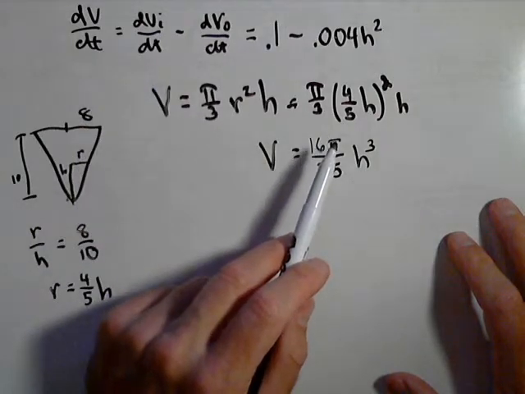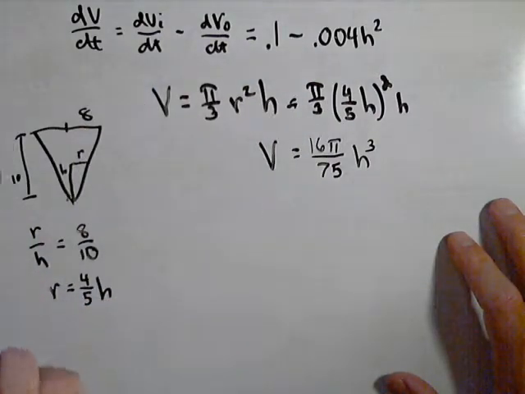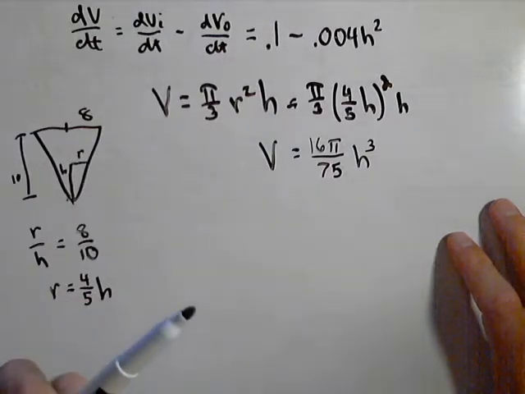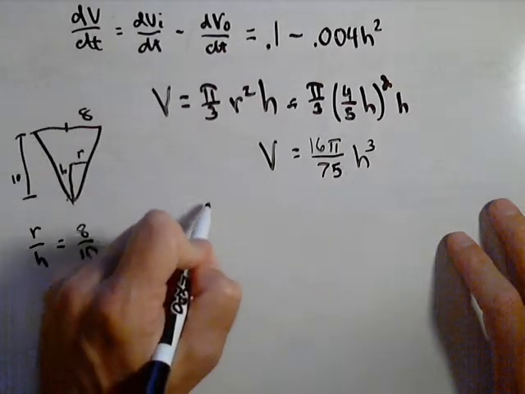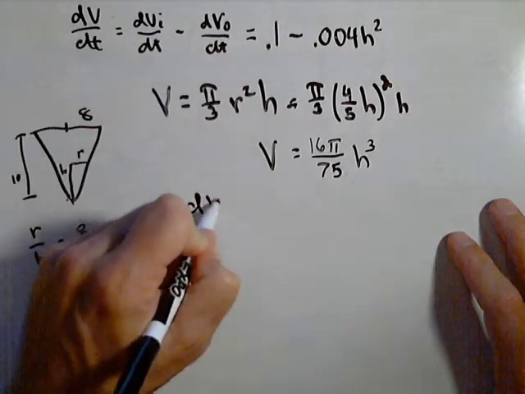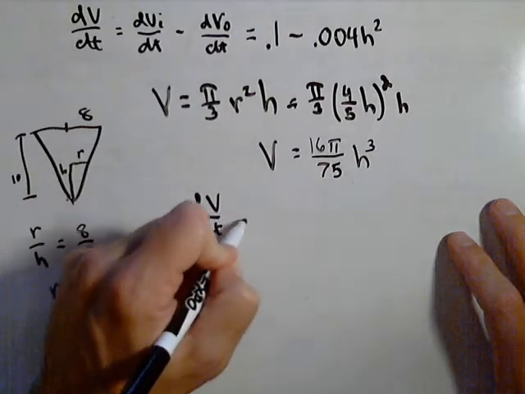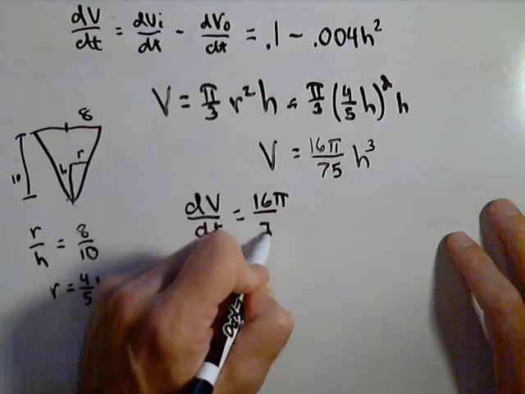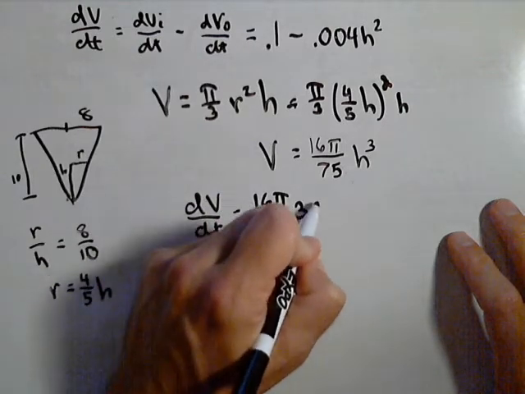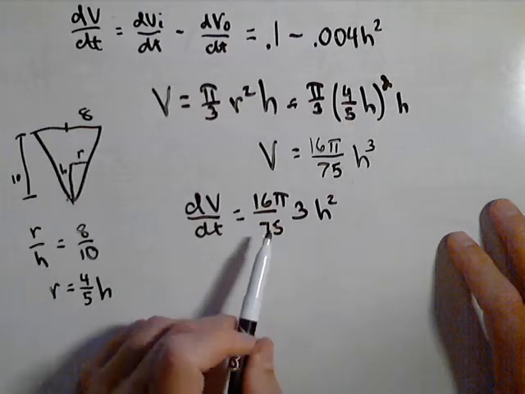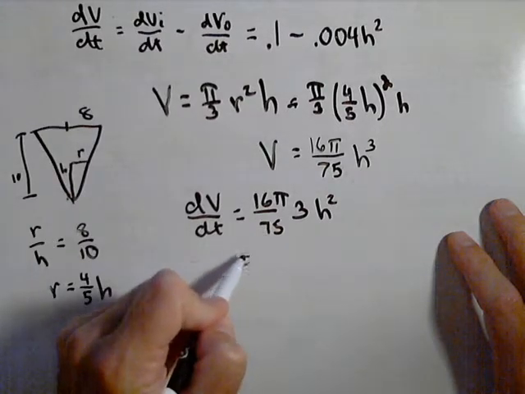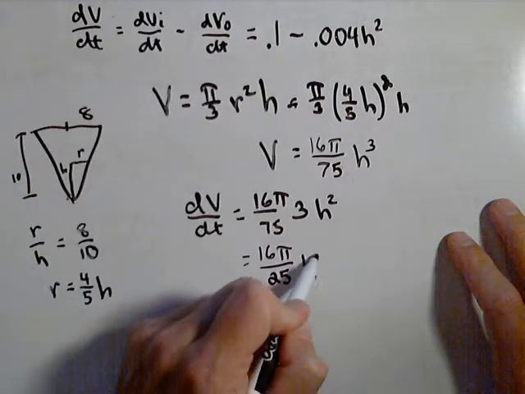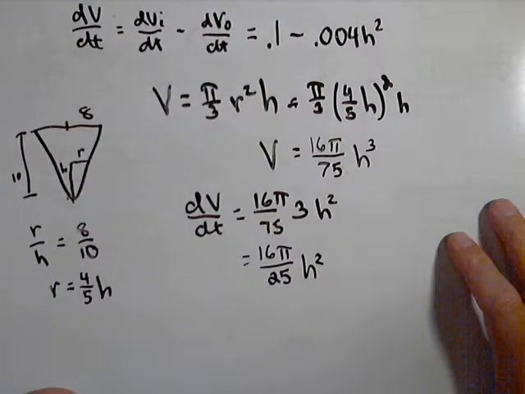We weren't given any specific height, and we weren't given a dh/dt. In fact, all we were looking for is to see if the tank can ever overflow. So what we're going to do is analyze dh/dt, which is the rate the height is increasing. I'm going to take the derivative of both sides with respect to time. So I get dV/dt equals 16 pi over 75 times 3 h squared. We can simplify that a little bit: 16 pi over 25 h squared is dV/dt.